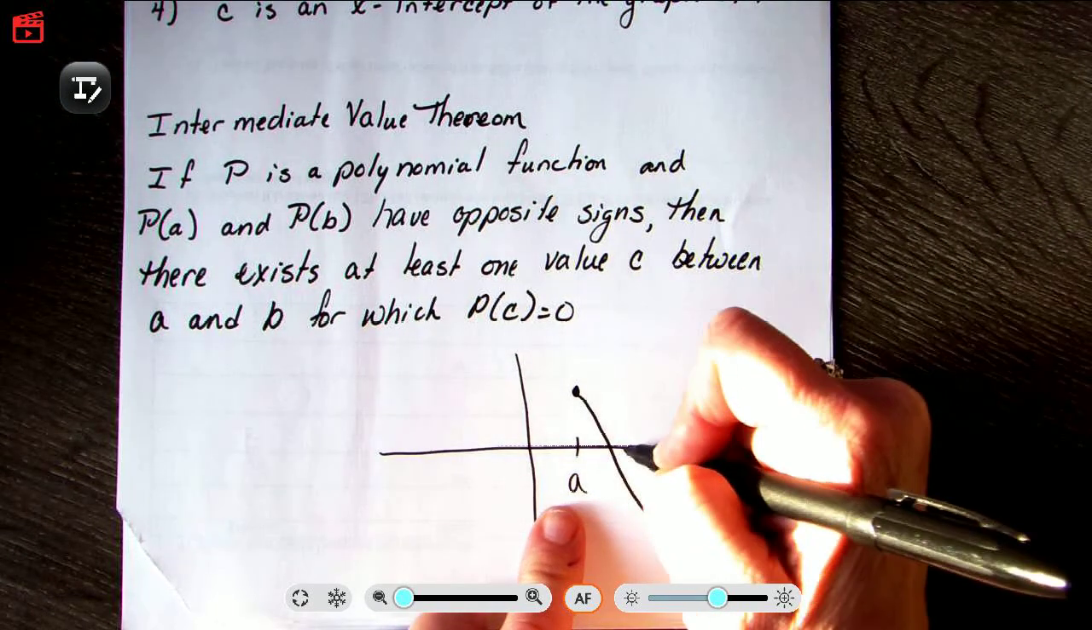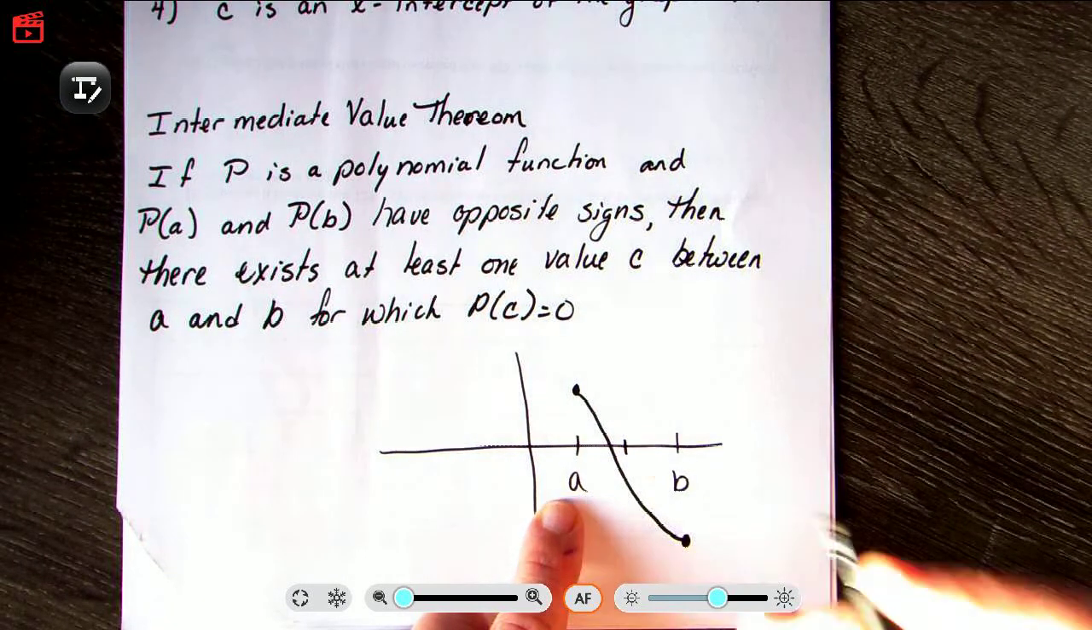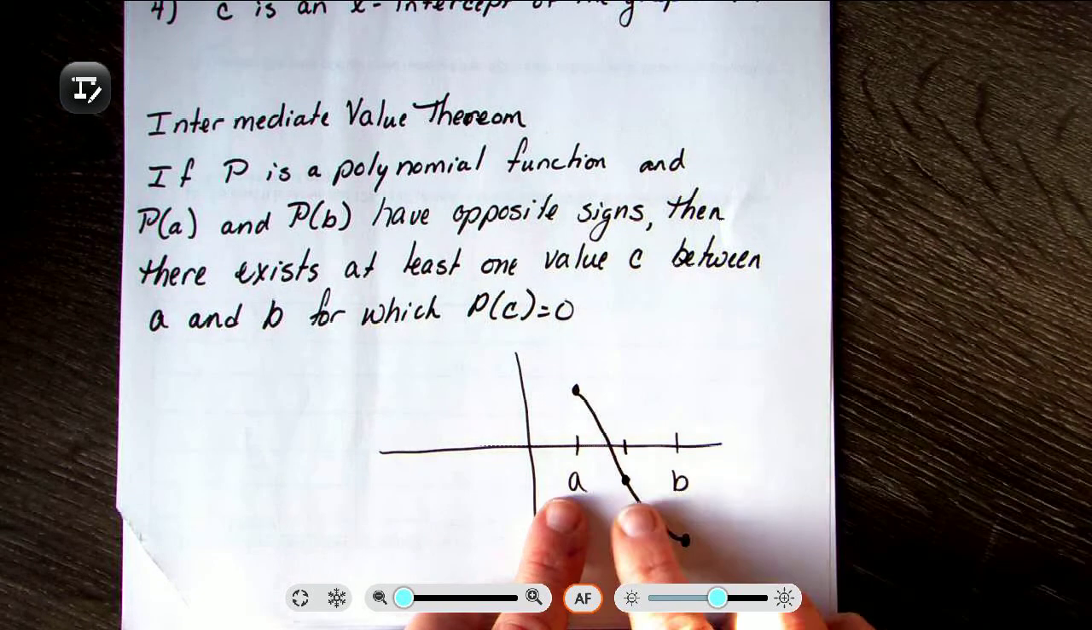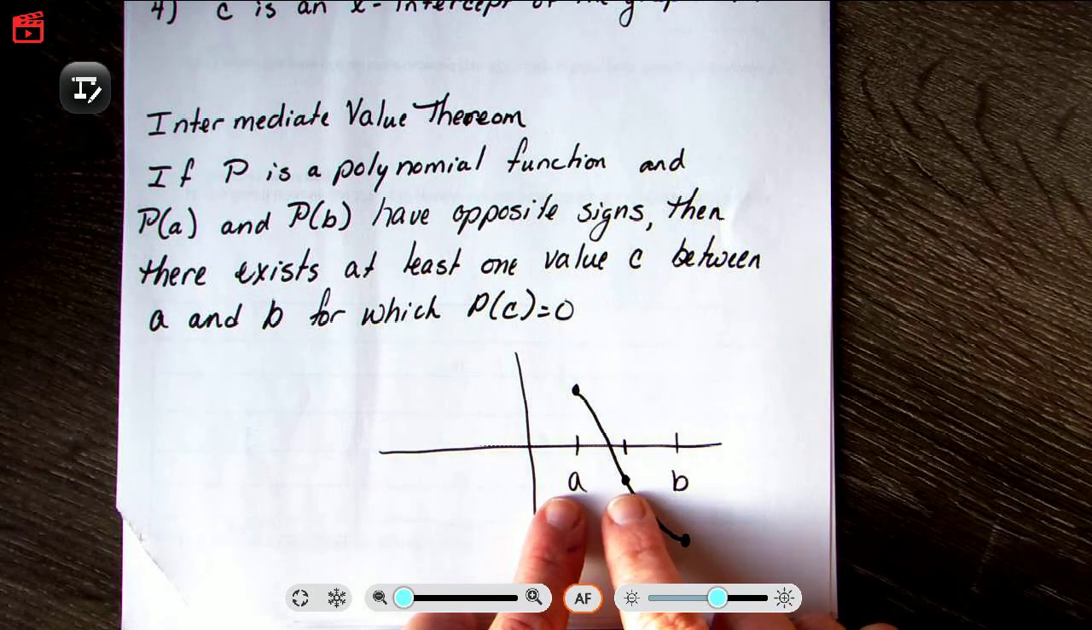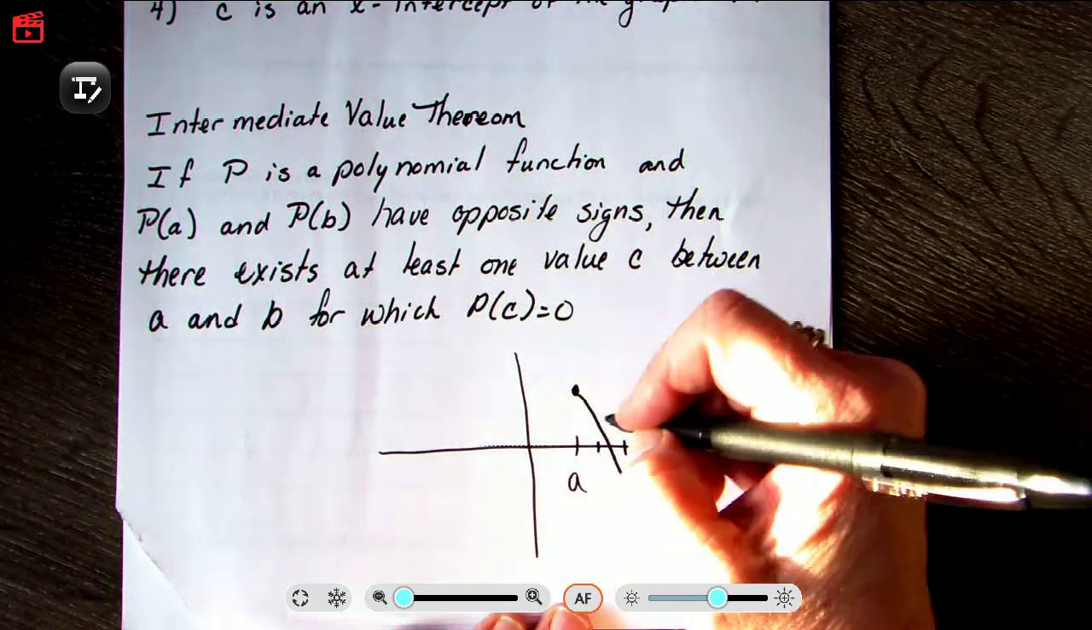So divide that in half. Now find out if you're positive or negative at that point. Here in my picture we're still negative, so then look at the new interval. The Intermediate Value Theorem says we have to have a 0. Cut it in half. That one's positive.